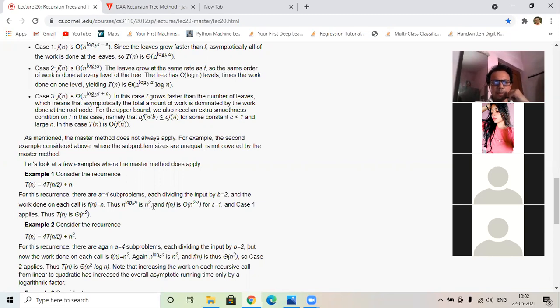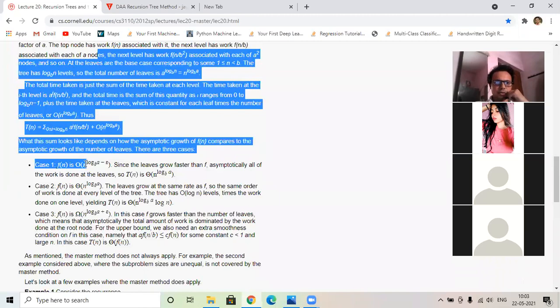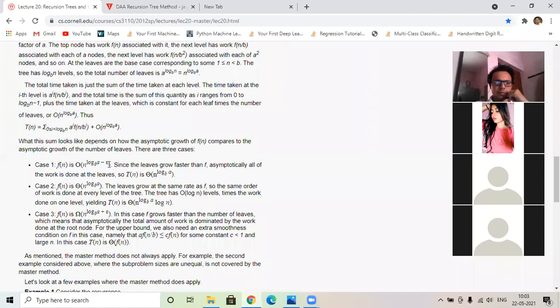Now it is n square, but your Fn is n. So from n square to n, you can write it as n to the power 2 minus epsilon. If epsilon is equal to 1, then 2 minus 1 means 1, and n to the power 1 means n. So it is the form of Fn, n to the power 2 minus epsilon. Which form is it? It is the case 1 form. You can write it in this form.